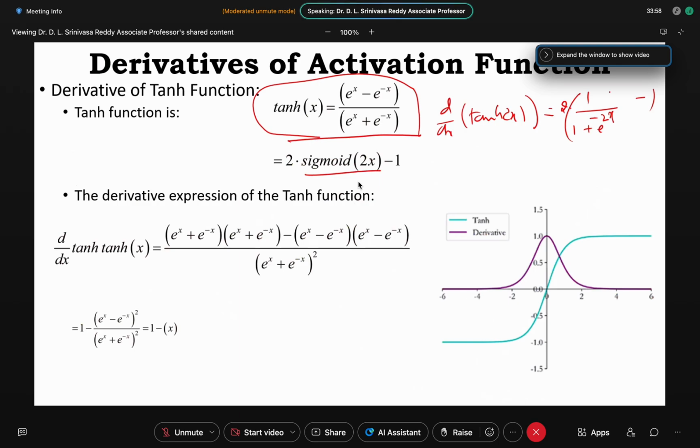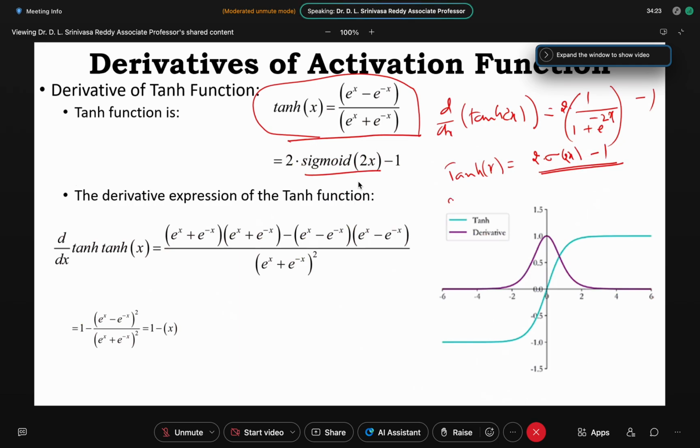This is the original function tanh in terms of the sigmoid function. So you can write tanh of x as equivalent to 2 into sigma of 2x minus 1.